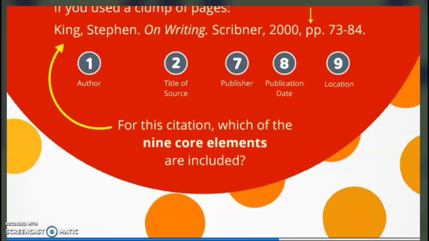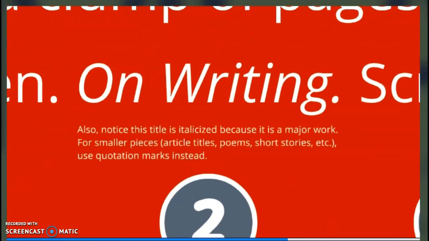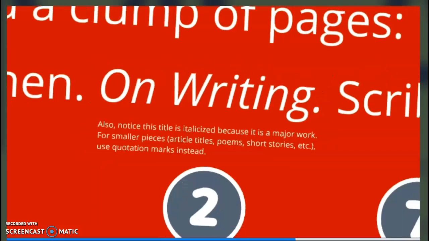One, the author's last name is obviously given. Two, the title of the source is given. Then the publisher is given, the publication date, and then the location of the actual referenced material. Again, notice that the title is italicized because it's a major work. If it was an article, a poem, a short story, then you would use quotation marks instead of an italicized title.